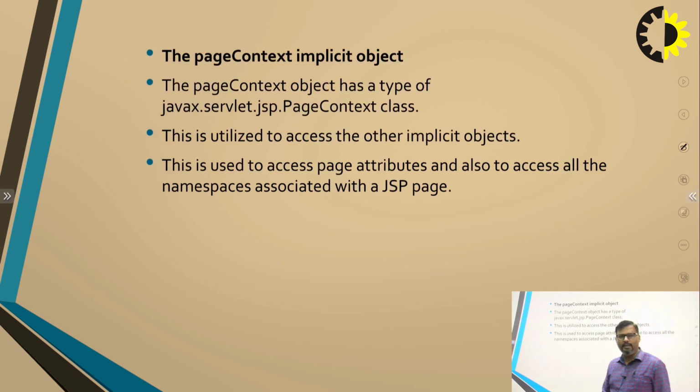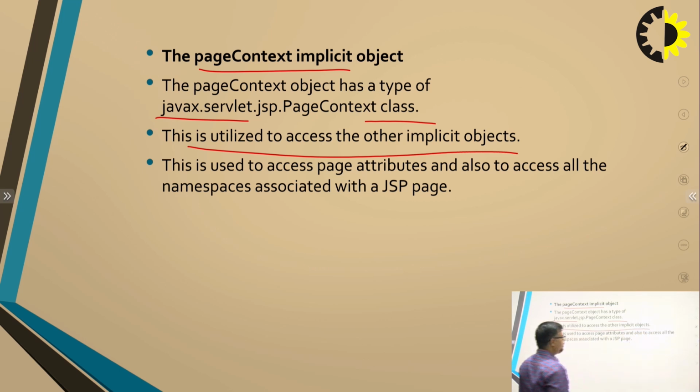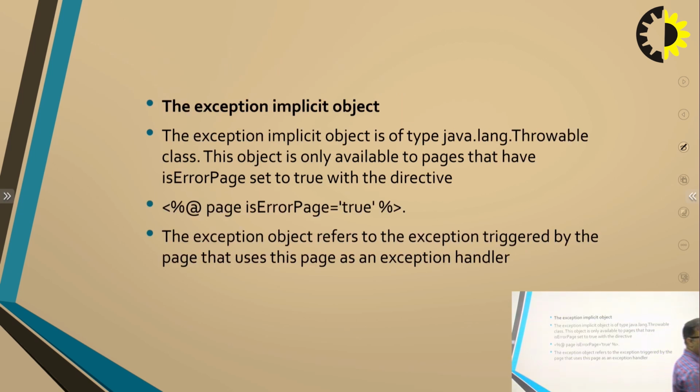The pageContext implicit object. The pageContext object has a type of javax.servlet.jsp.PageContext class. This is utilized to access the other implicit objects. This is used to access the page attributes and also to access all the namespaces associated with the JSP pages.